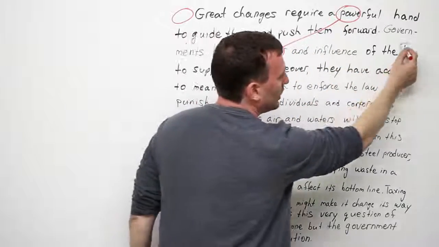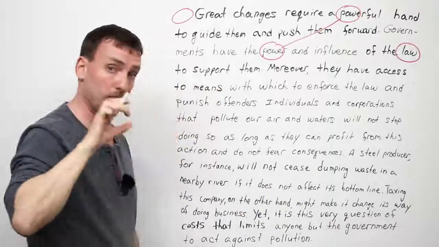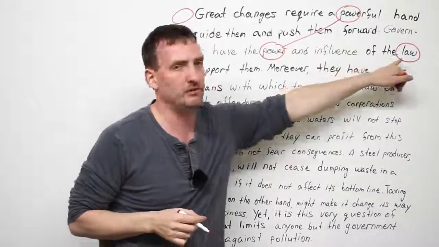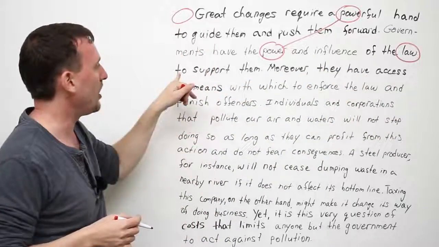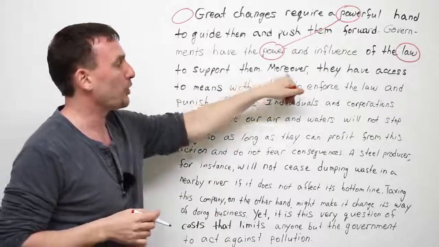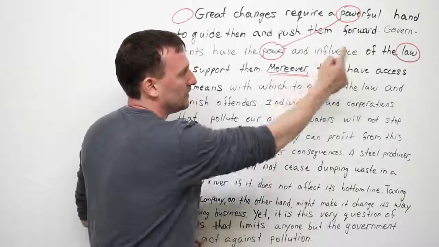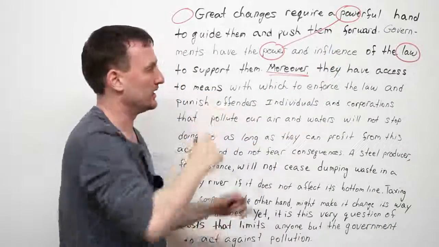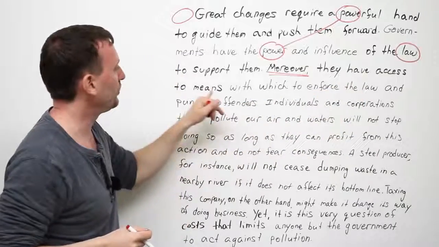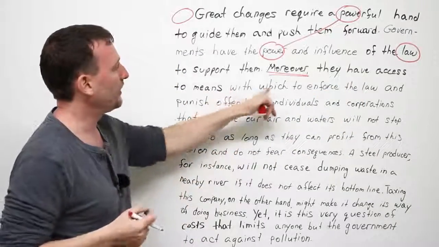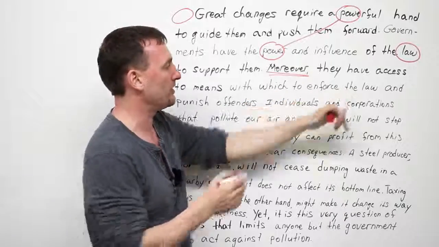Next, I introduce a new idea, the law, much more specific. Where does their power come from? It comes from the law. Influence of the law to support them. Moreover, now, I'm not going to a new idea. I'm adding to this idea that I just mentioned. They have access to means, ways of doing things, with which to enforce the law.